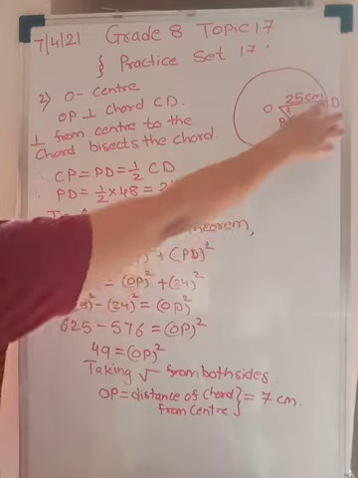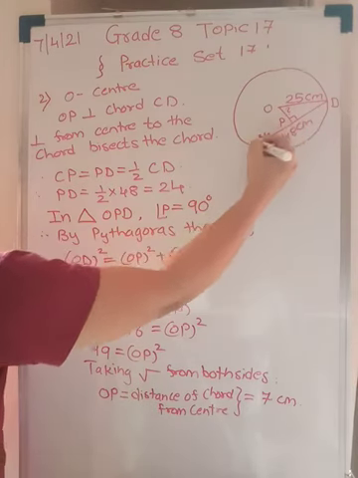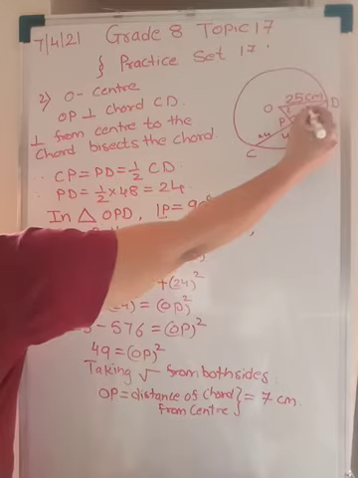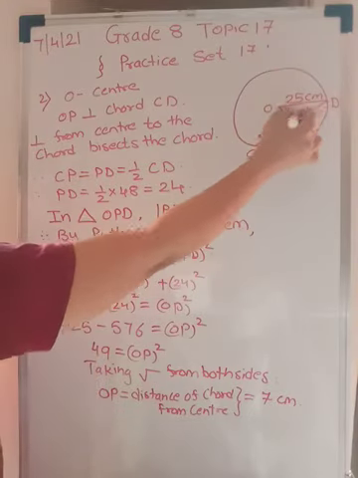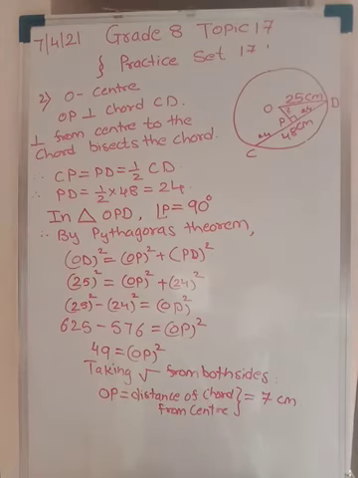So if this entire chord is 48, this will be 24, and from here to here, this also will be 24. Now look at this triangle OPD. Angle P is 90 degrees, so we can apply Pythagoras theorem in that triangle.